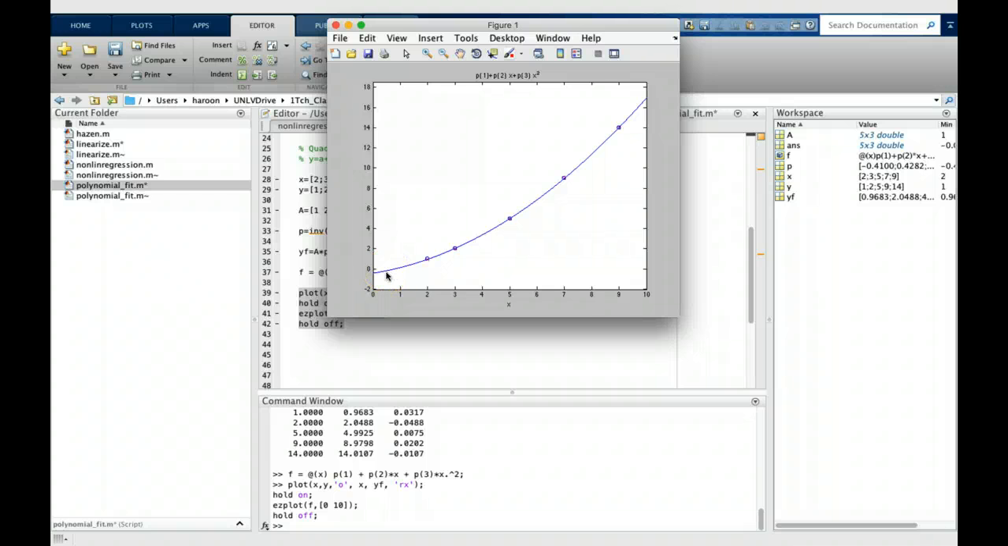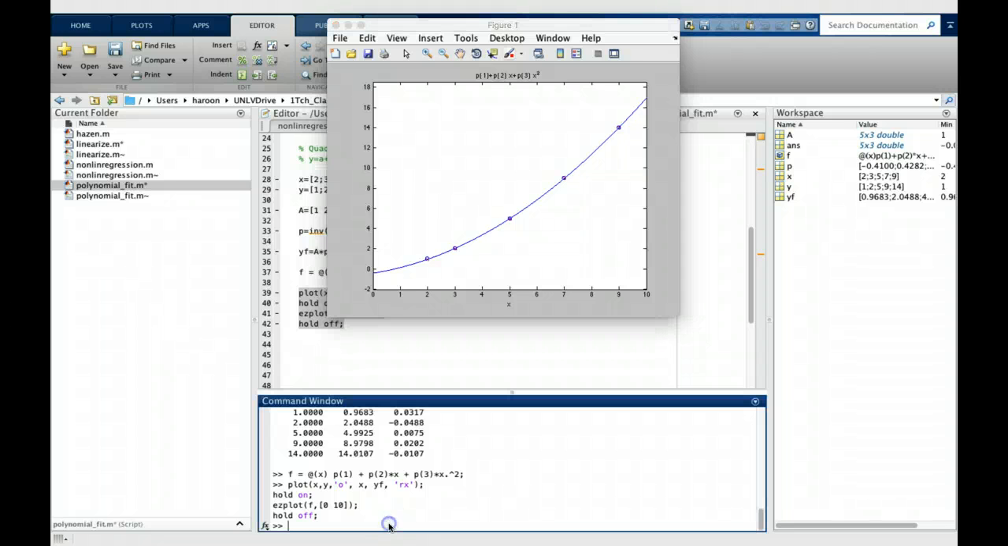And if you compare this with your previous model, linear model fit, you can see that this is much more accurate than the other one. You can actually estimate the squared error in both cases and compare which model gave you the least squared error.